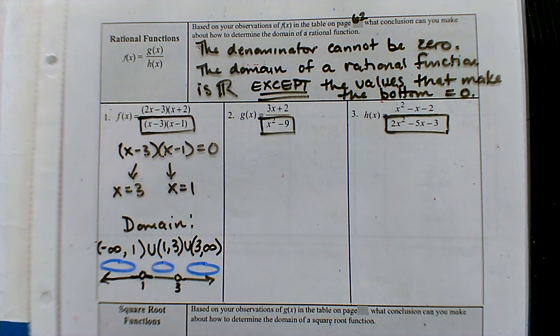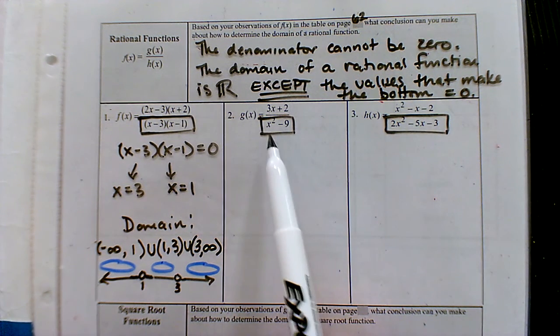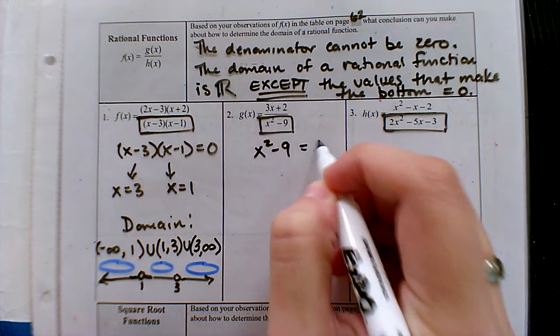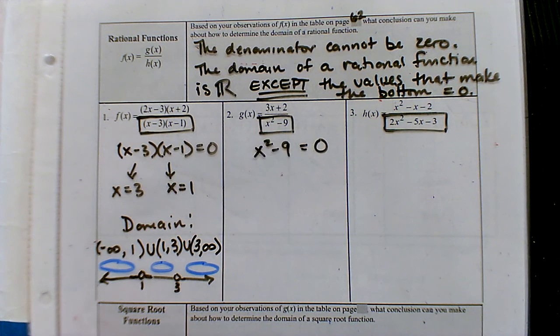We doing okay? Okay, if we have a fraction equation, we got to figure out what makes the bottom 0, because those are the no-no numbers. We got to skip over those. Take a look at the next one. How can we figure out when x squared minus 9 equals 0? What do you feel like doing?